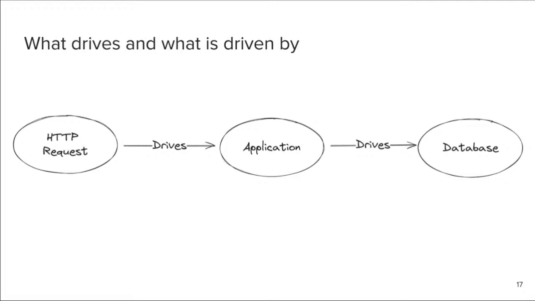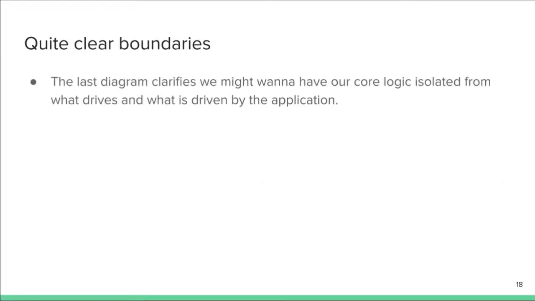And the first definition we can see is about driving. We have what drives our application, and we have what's driven by our application. So in this example, an HTTP request drives our application. It starts the interaction. So the intent comes from the HTTP request, and the application handles it and then drives a database, for example. So these are quite clear boundaries. If you think a little bit about it, you definitely want to have these things separated. You want to have your application isolated from what drives it and what's driven by it, because you want to change stuff.